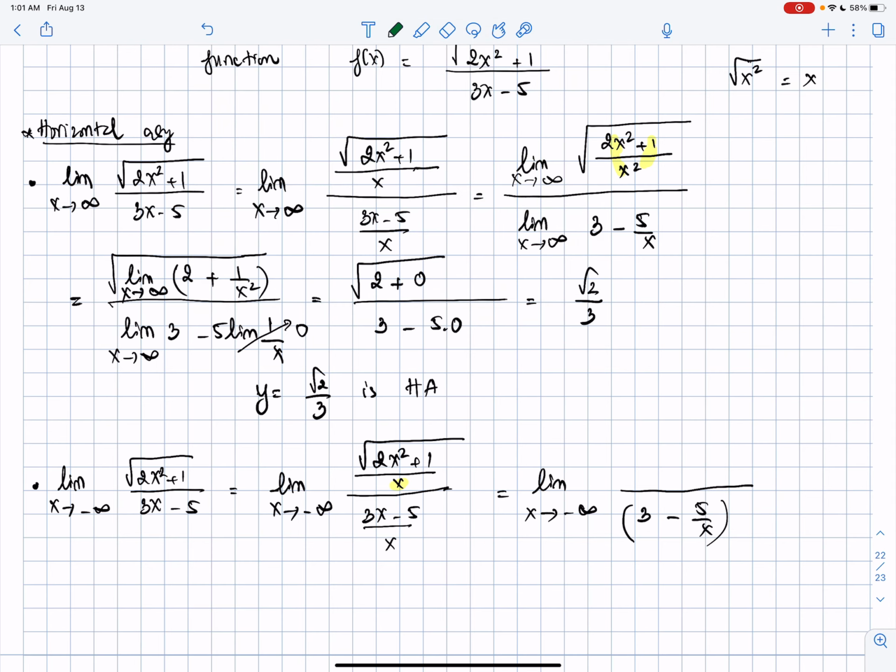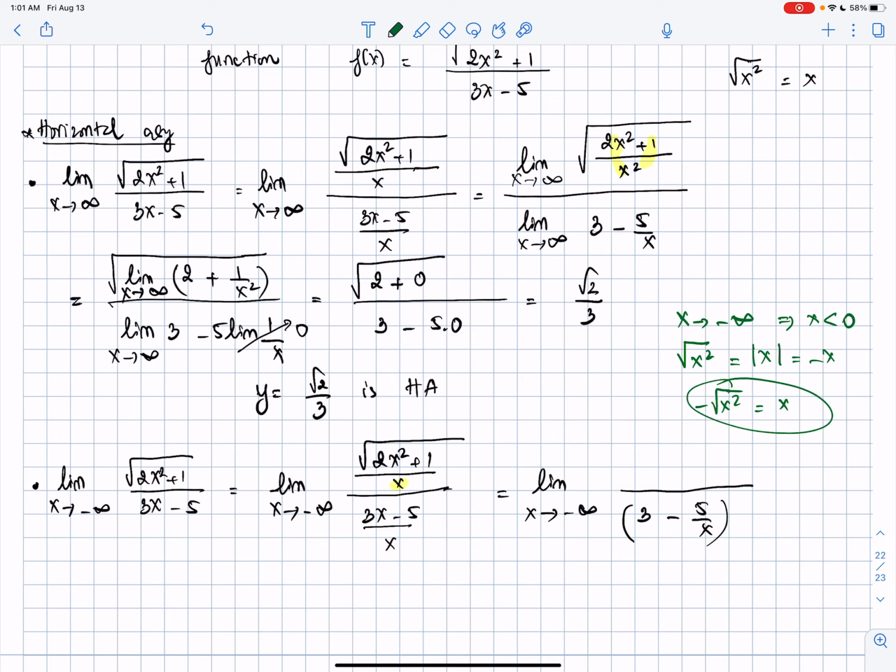Since we make x approach negative infinity, this means that x is a negative number, so x is less than 0. Then the square root of x squared is equal to the absolute value of x, which equals x when x is positive, and equals negative x when x is negative. We have the second case. It means that we can write negative square root of x squared equal to x in this situation.